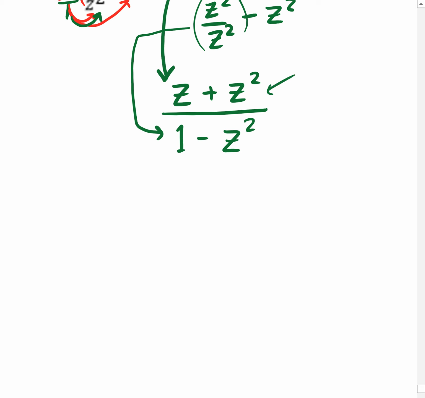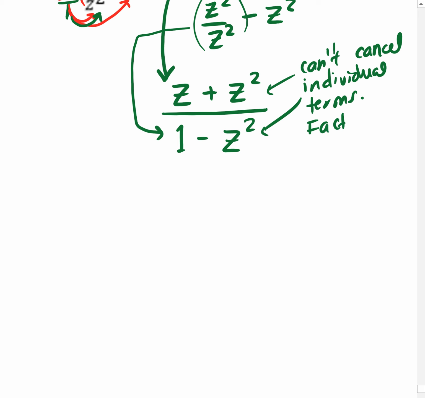Just remember, you can't cancel these until you factor. Can't cancel, even though I want to. You can't cancel individual terms, even though it's tempting sometimes. You want to factor instead. In the numerator, the z and the z squared have a z in common. I'm going to take that out. See, if a z comes out, what's left? 1 plus z.